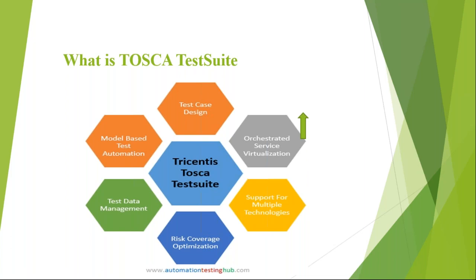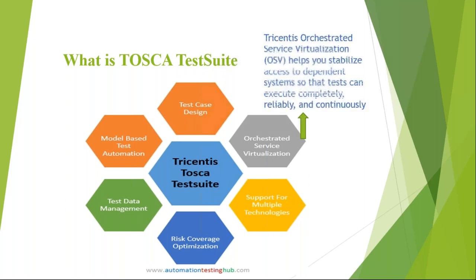Basically, if you take Selenium, it will support only web applications. Whereas if you're going with other kinds of application types, like APIs, database applications, Salesforce, Tosca will support every kind of application, irrespective of the application type. So that is the reason Tosca is one of the best features we have.